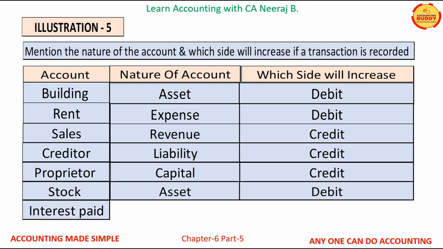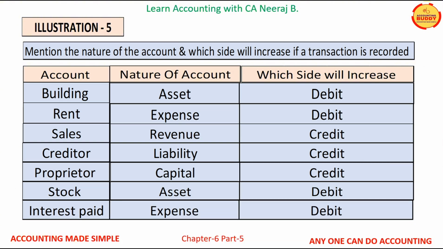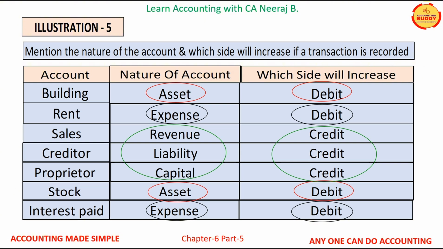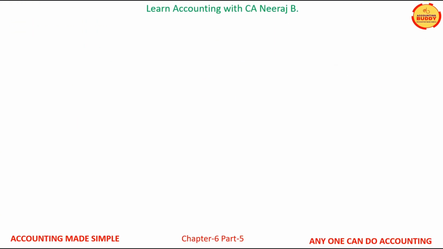Seventh account is interest paid. Interest paid is an expense account. Expense accounts are debited when they increase. Therefore, asset and expense accounts are debited when they increase, while the revenue, the liability and the capital accounts are credited when they increase. Let us further practice debit and credit rules with another example. Basis the modern classification of accounts, analyze the below business transactions, state the nature of accounts, and also state which account will be debited and which account will be credited.